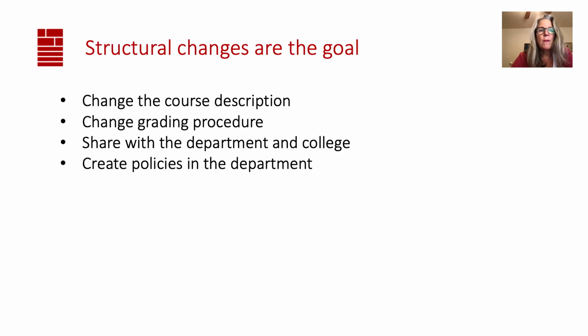The next is that we are always looking for structural changes, that these are the goals. We don't just want things to change in our classroom only. We want it to change throughout the system. So we're thinking ahead to what these structural changes might look like. Like maybe you want to change the course description, add something in there about community cultural wealth. Maybe you want to change grading procedures that will happen across all the classes you teach. Maybe you want to share what you're doing with the department or college so that people can get ideas and try things in their classrooms.